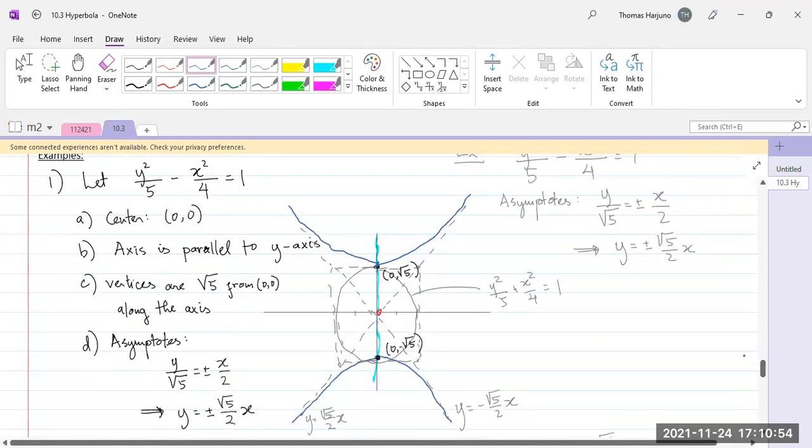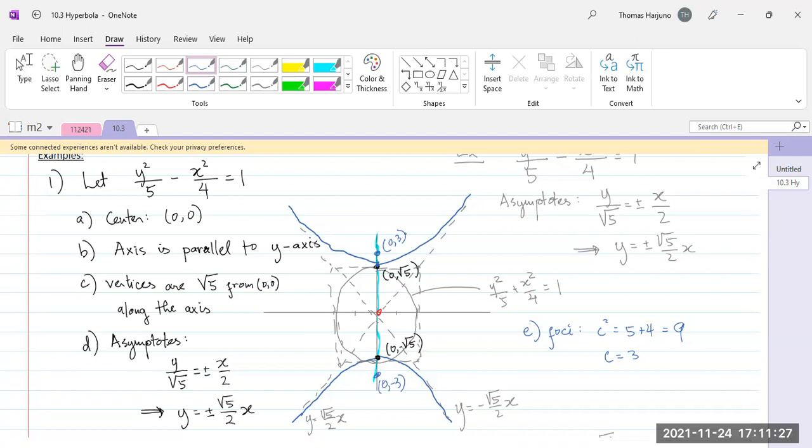How about example 1? Where are the foci? Part E, foci. c squared equals 5 plus 4, which is 9. So c equals 3. That's 3 units from the origin along the main axis. So there'll be (0, -3) and (0, 3). Okay, now those are the examples.